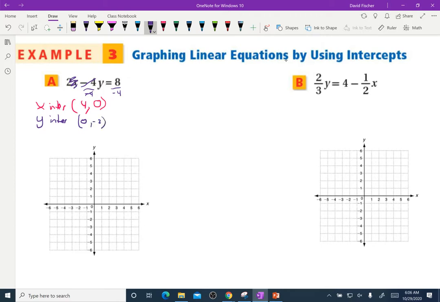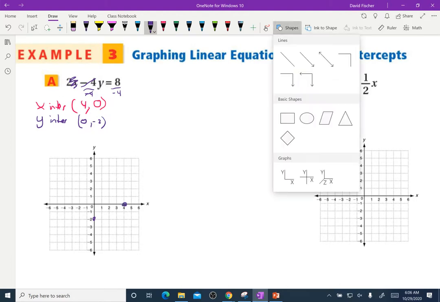Okay, so my y-intercept is (0, -2), right there. X-intercept is (4, 0). So go to the right 4, don't go up or down. And now we can draw our line.